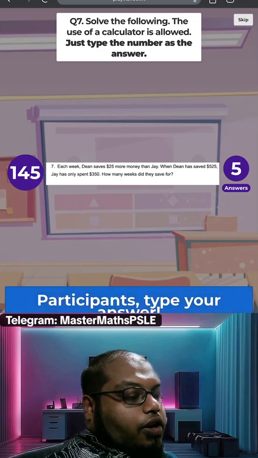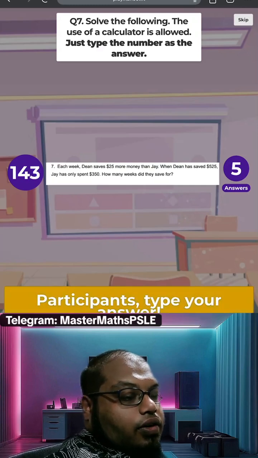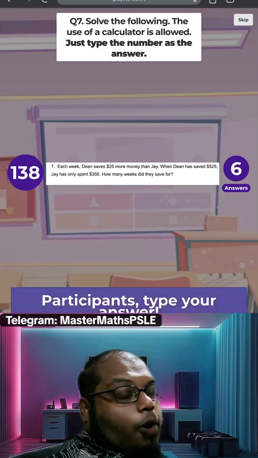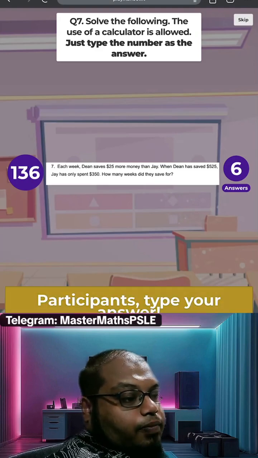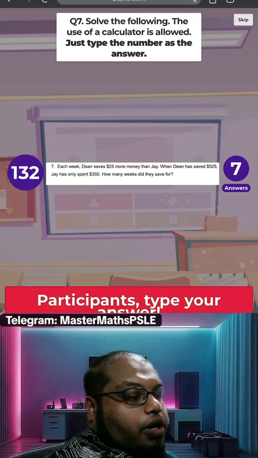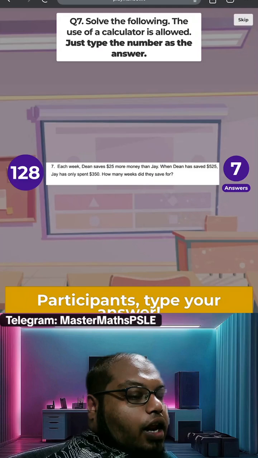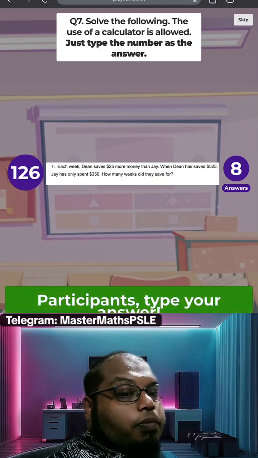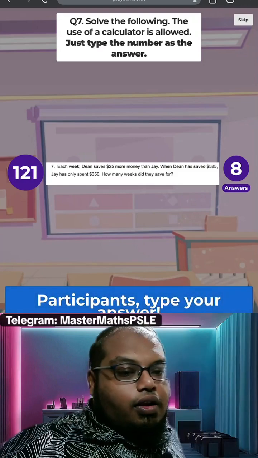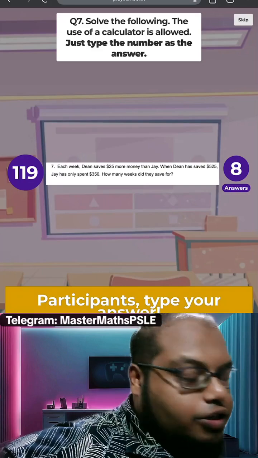Okay, they are given the comparison for how much each week they save. And then Dean has saved, then they give you the total amount they have saved. So you can also find the difference from there. Then after that you can find the number of weeks also from there. Okay, 2 more minutes. Yeah, this one actually not that hard also.